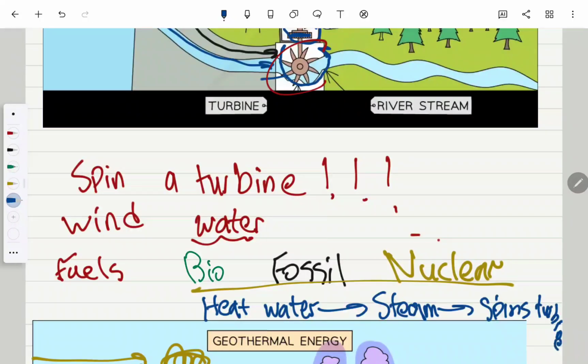Okay, keep in mind that it's very, very simple. The wind spins the turbine instantly. The water spins the turbine instantly. What about those three? You just gotta remember that they heat water. The water turns into steam. Steam is the one that spins the turbine. All right, this makes it easy for you to memorize how they function.